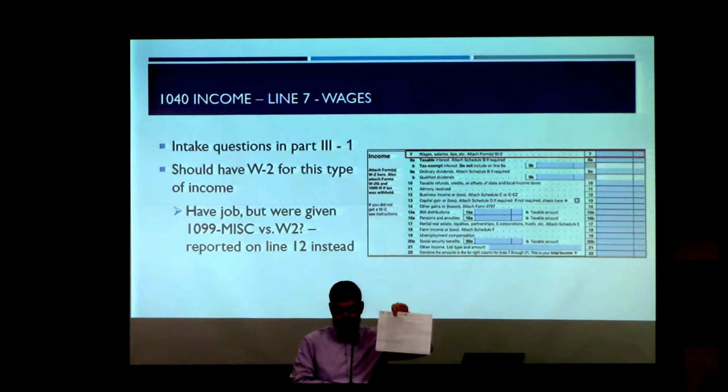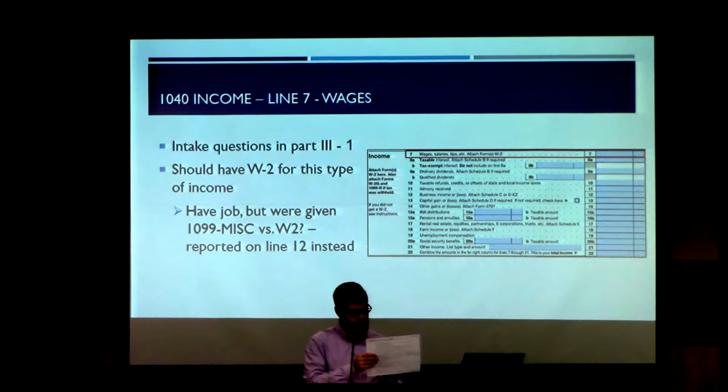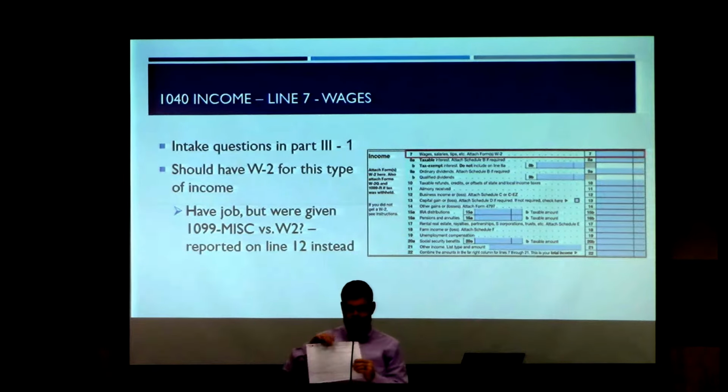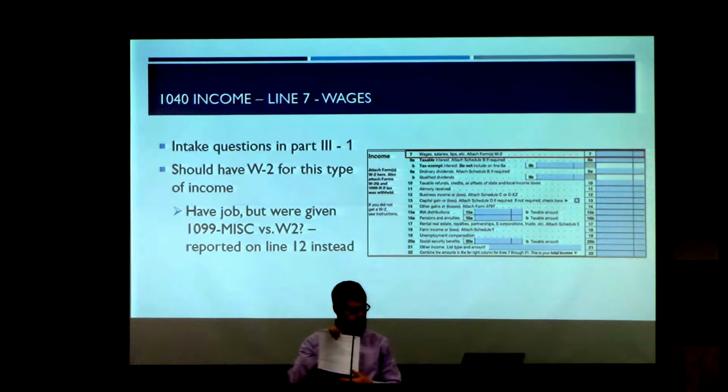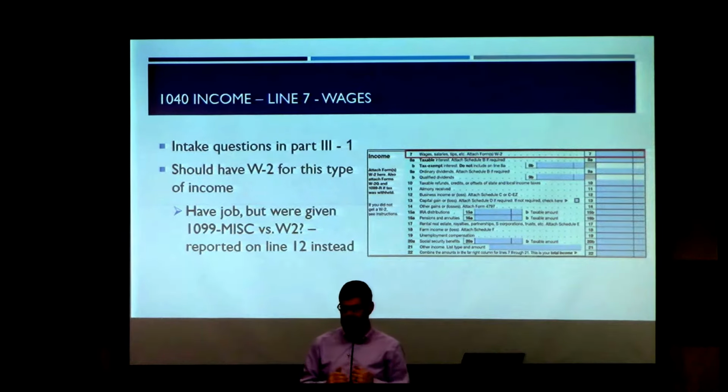So looking at the intake sheet, and again, part of what we're doing is showing, you have your intake sheet, so a client comes in and part 3, box 1 has a check mark, which means they have a W-2. So then going back to our 1040, line 7 is where wages go. So we are going to see a lot of line 7 at VITA. And that's pretty straightforward. If people have W-2s, it goes on line 7.